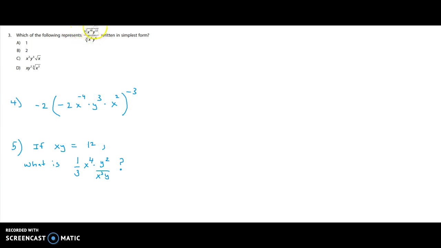Which of the following represents this ugly thing over that thing written in simplest form? Well, remember from our previous videos when we talked about the rules, a root sign, in this case let's look at the top one, the 6, just means everything inside has its exponents multiplied by 1/6. So for the top, what's inside is x to the 10th, y to the 12th. It's a 6th root, so we'll be using the parenthesis rule. We just multiply everything in there by 1/6.